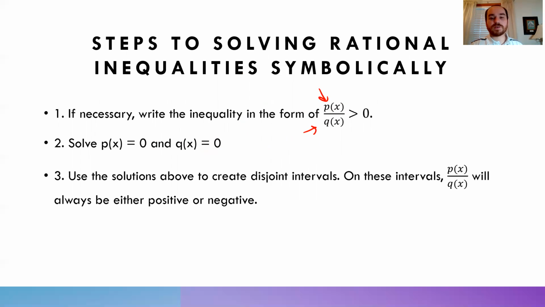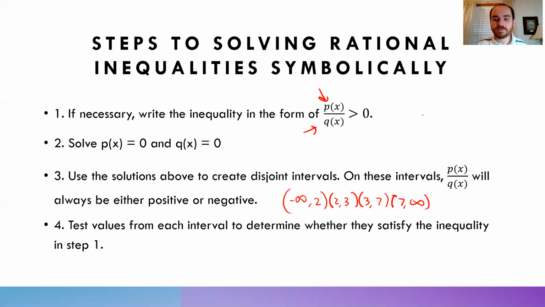Step 3, use the solutions above to create disjoint intervals. On these intervals, p of x over q of x will always either be positive or negative. So for instance, you'll get a bunch of intervals, let's say like 2 to 3, 3 to 7, 7 to infinity, and negative infinity to 2, right? You'll get a whole bunch of intervals. You want to pick a test point for each one, and then you'll plug those in and solve them. So test values from each interval to determine whether they satisfy the inequality in step 1.